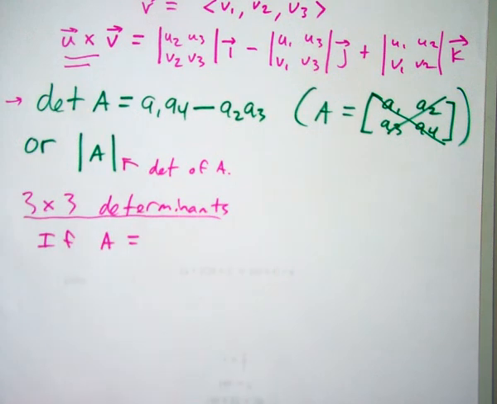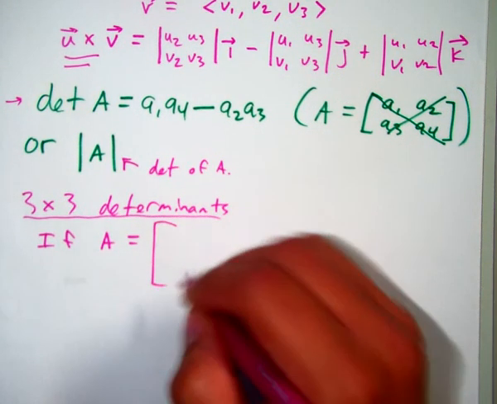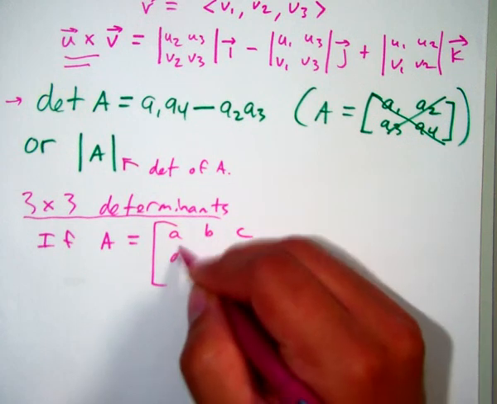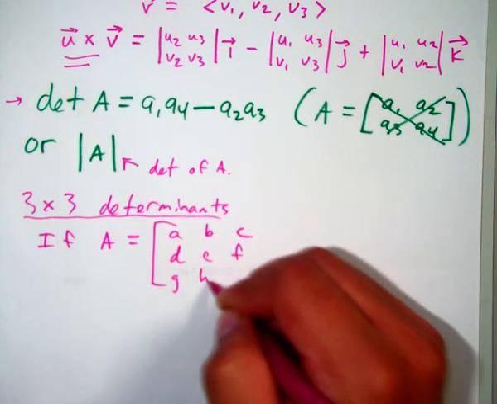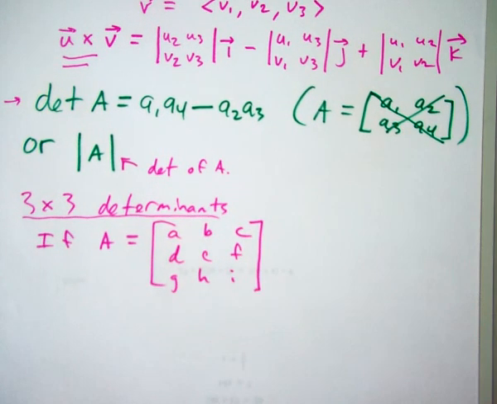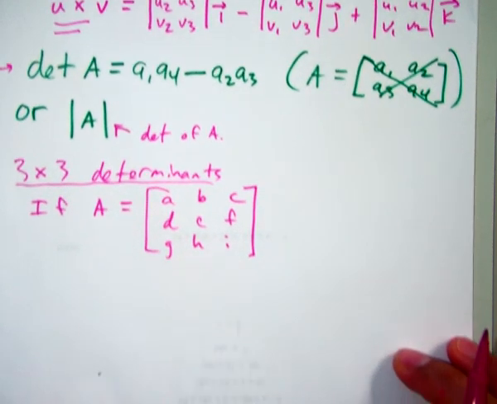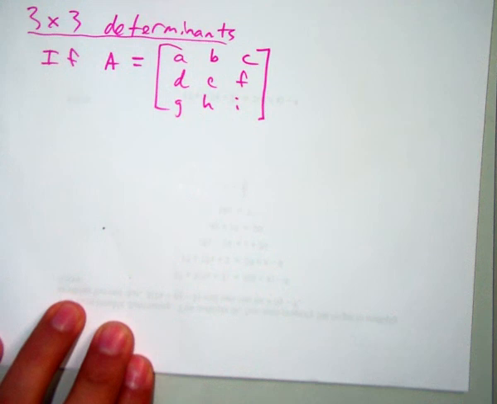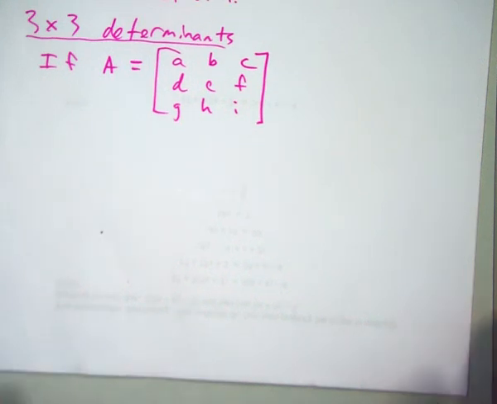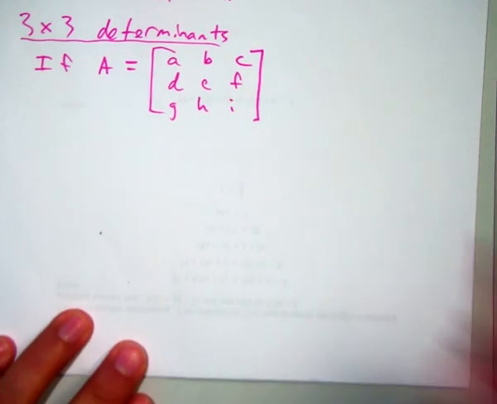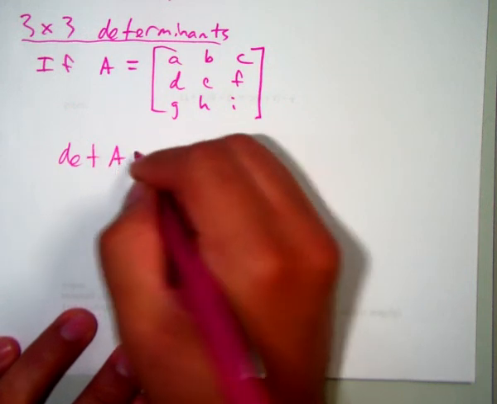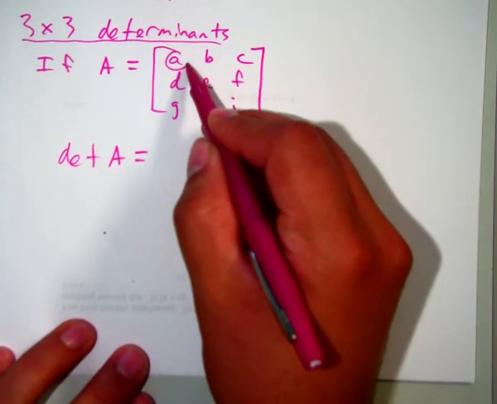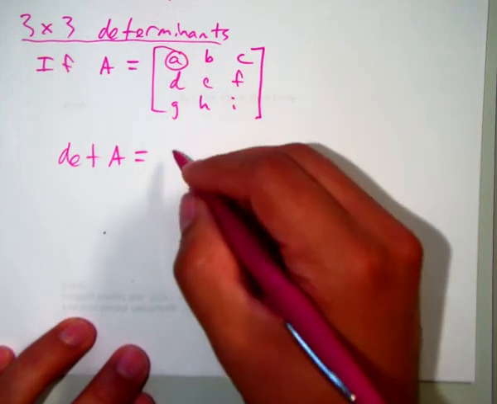Okay? Let's say A is a 3 by 3 matrix, and you know what? I don't have subscripts, so I'm just going to go alphabetical here. A, B, C, D, E, F, G, H, I. Okay, I'll explain it once, and then I think it'll be easy to remember. The determinant of A, you simply start by taking the first entry in the first row, which is A. You just write it down.